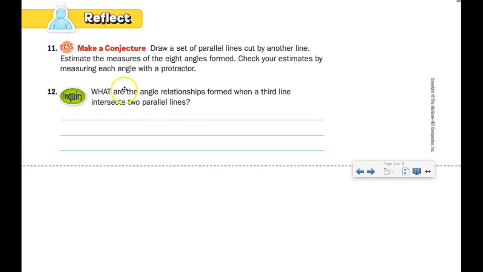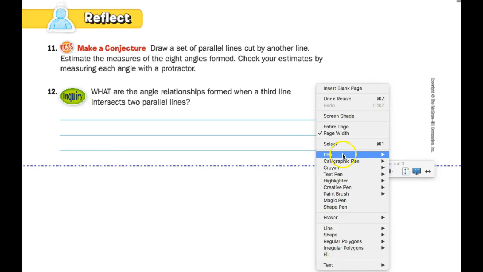This is toward the bottom of your page. I had to make it 3 pages. It's only 2 for you. Draw a set of parallel lines cut by another line. Estimate the measure of the 8 angles formed. Check your estimates by measuring. We're not going to do the measuring part. Here's what we are going to do.